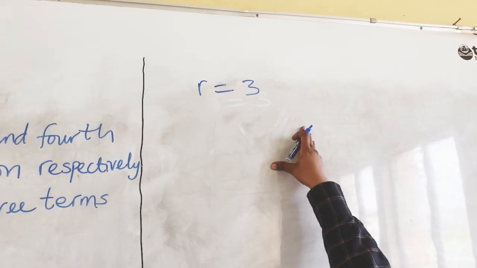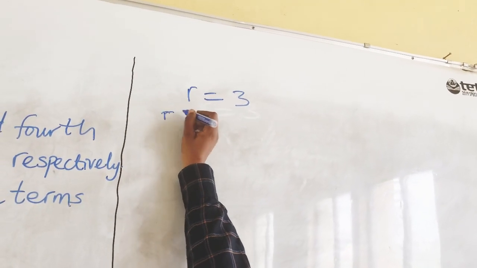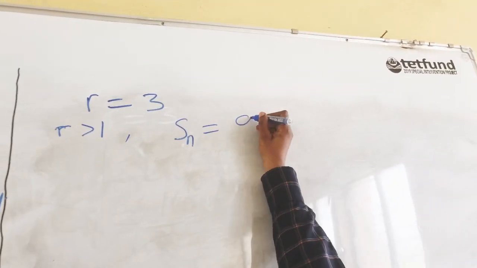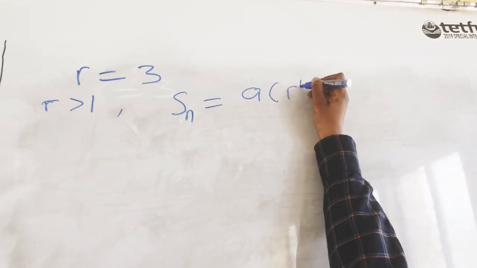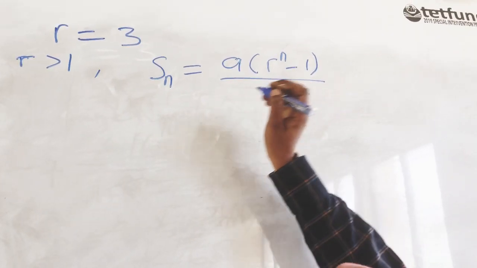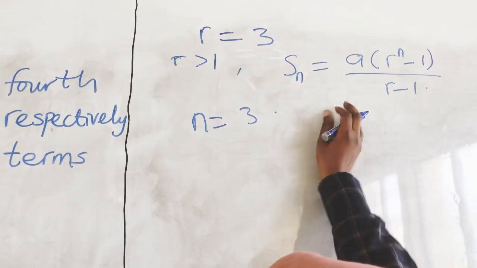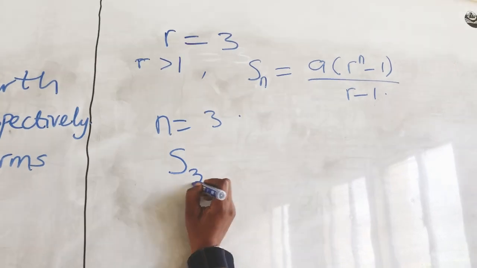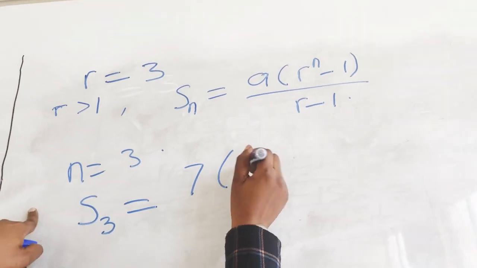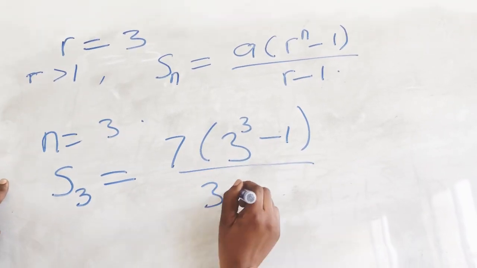So to find the sum of the first 3 terms, since R is greater than 1, the formula that we are going to use for the sum of the first n terms is equal to A into brackets R raised to the power n minus 1, everything over R minus 1. So here n is equal to 3. That means wherever we see n, we are going to put 3. So S subscript 3 is equal to, with A equal to 7 and R equal to 3, R raised to the power 3 minus 1 over 3 minus 1.